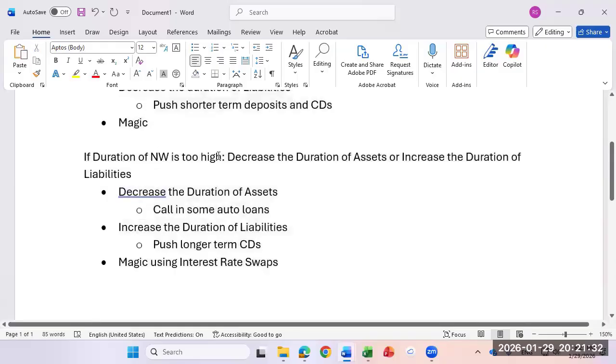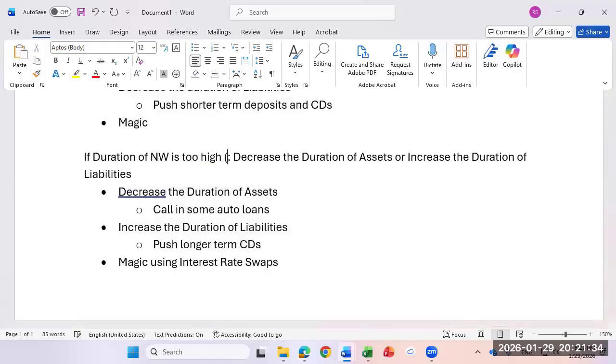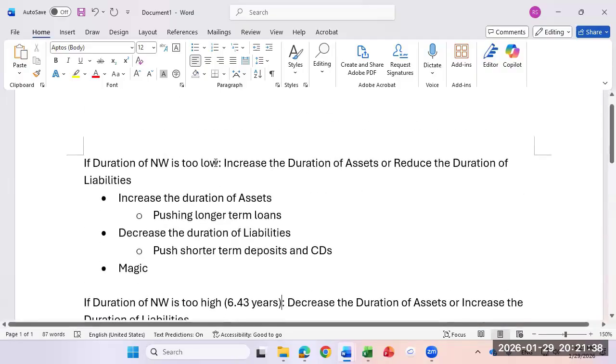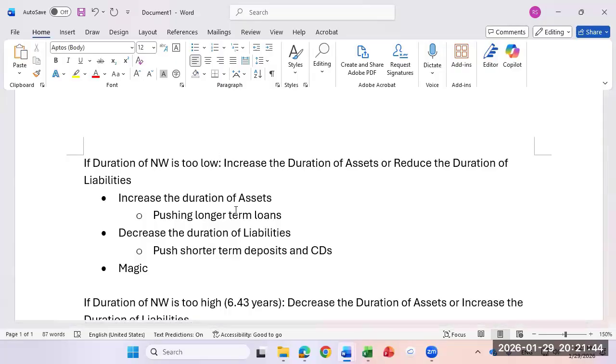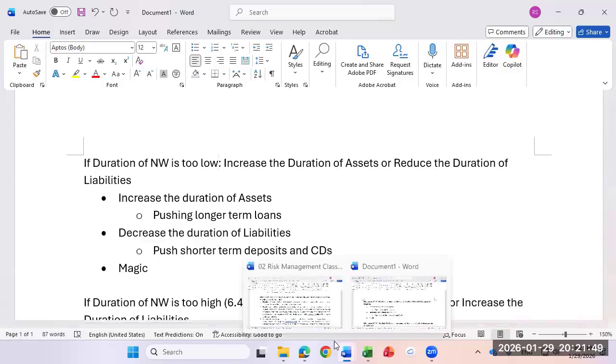Duration can be too high. In this case, it was too high. It was 6.43 years. Or it could be too low. If it's too low, it's going to be a negative number, like -7. Sometimes I have negative, sometimes I have positive, but it can be one or the other. Questions on that?